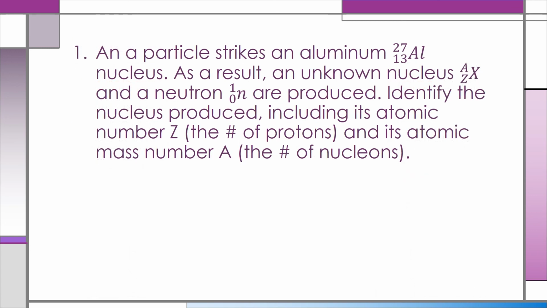Okay, let's take a look at this. An alpha particle strikes aluminum-27. As a result, an unknown nucleus and a neutron are produced. So identify that nucleus that is produced, including its atomic number and everything about it, right? So the alpha particle, that's a helium, that's 4 and 2. We're going to collide with aluminum-27. This is going to create some unknown plus 1 neutron.